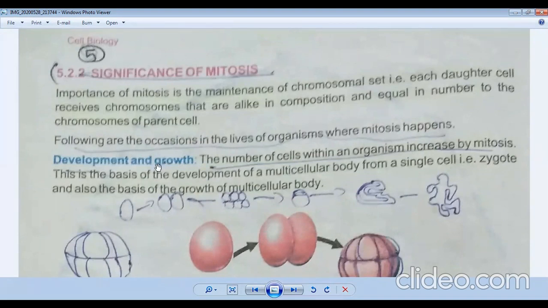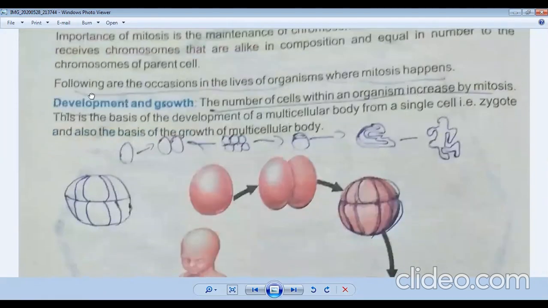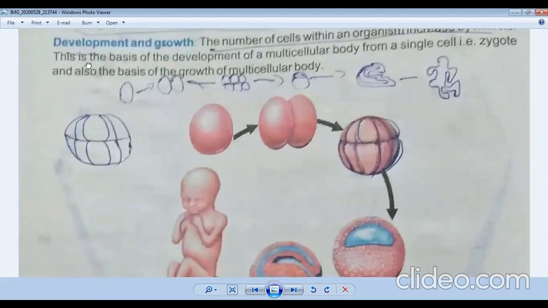The number of cells within an organism increases by mitosis. Yes, we have studied that when mitosis happens in the body, the cells begin to divide, and when they divide, their number increases. This is the basis of the development of a multicellular body from a single cell.